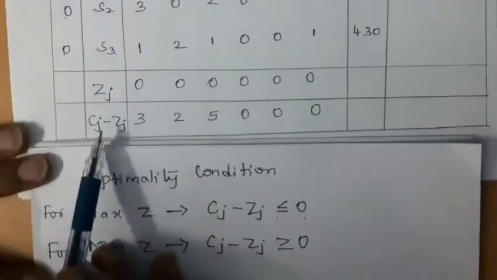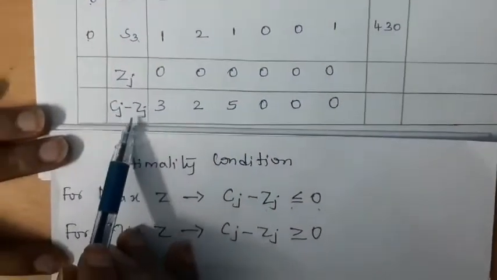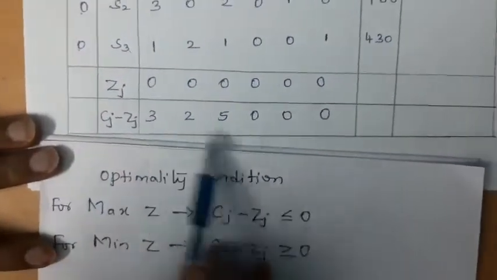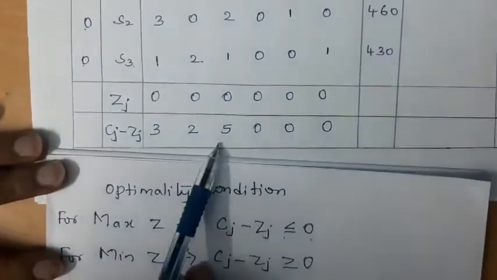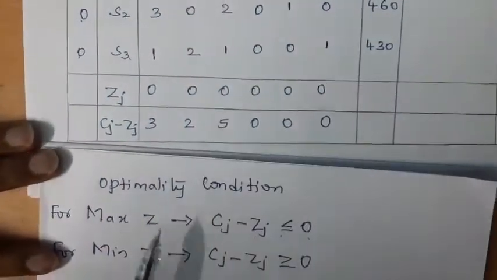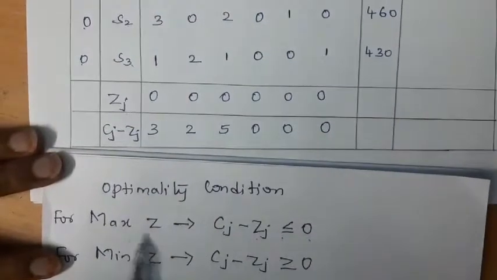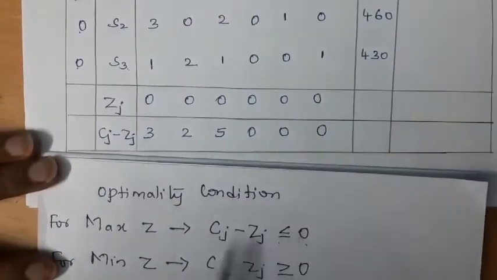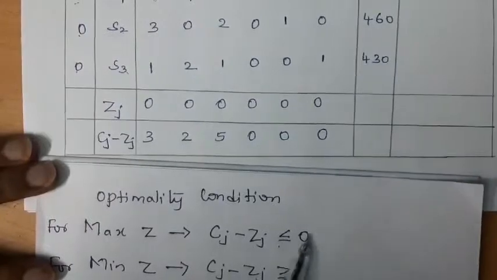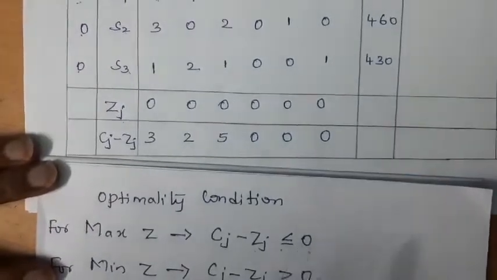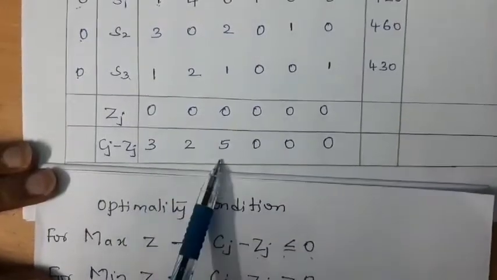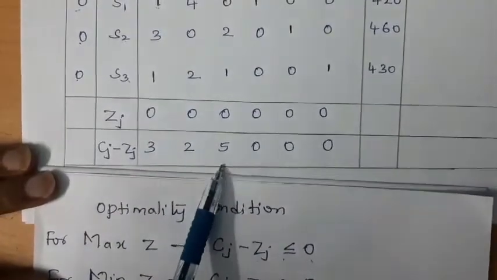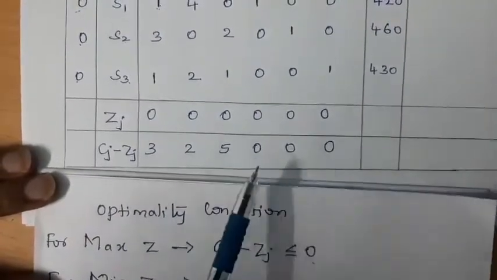Now let us check. See here Cj minus Zj, we have got the values. So we have got 0 and positive values, that is greater than 0. Okay. But our optimality condition for maximization problem should be Cj minus Zj less than equal to 0. That means negative value and 0. So here we have 3 positive values. That means we didn't reach the optimality condition. So we need to proceed again.